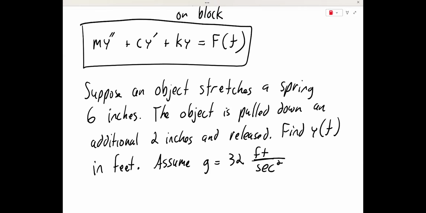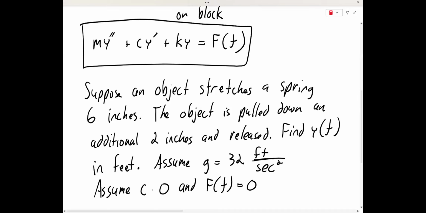Oh, and also here, let me say also here, assume that C is equal to 0, so there's no friction, and F of t is equal to 0. There's no external forces. Okay, so this is the problem here then.